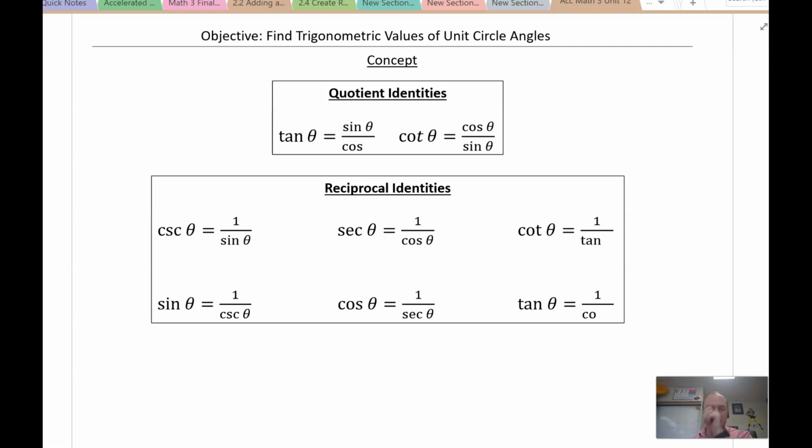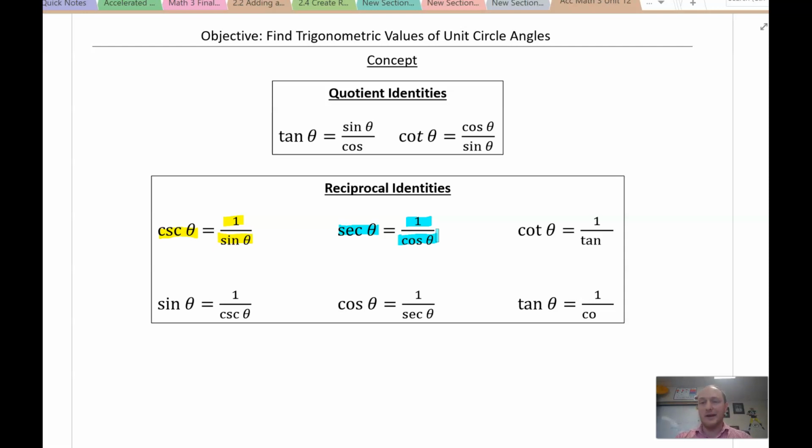Now, also keep in mind that reciprocal identities also apply to sine and cosine. The reciprocal of sine is cosecant theta, so if you ever have a cosecant theta problem, it's going to be 1 over sine. Additionally, secant of theta is the reciprocal of cosine. We're going to be utilizing these ideas in finding trigonometric values of unit circle angles.